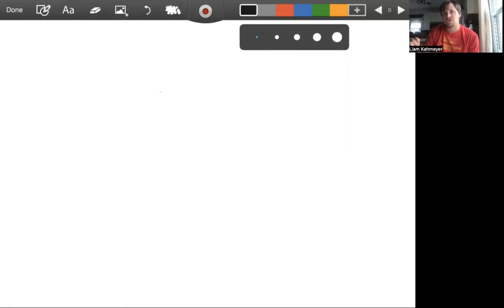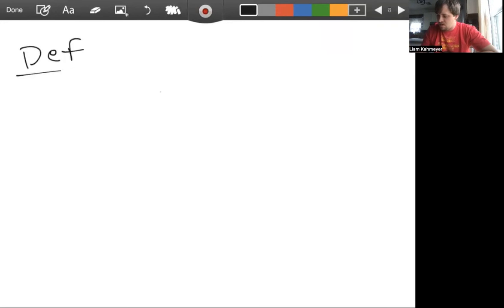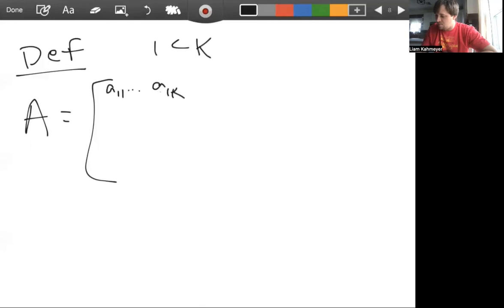We're going to wrap up our discussion of positive definite matrices, and actually this will wrap up the material over spectral theory. We're going to wrap this up with looking at submatrices. So let's give a definition. A is going to be an n by n matrix with entries A11 through, and somewhere between 1 and n, let's say A1K. So we're looking at some integer K between 1 and n.